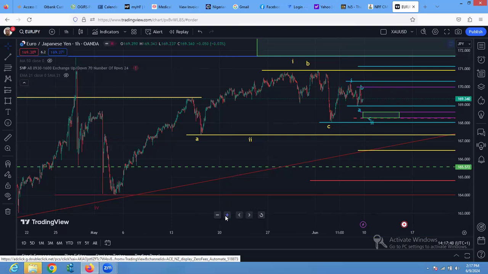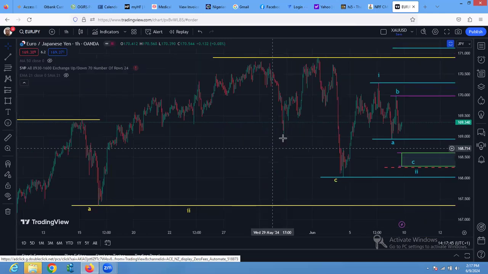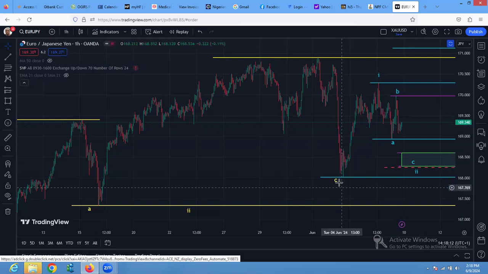Let me try to zoom out again. So it still falls within, yeah, because it has broken up. It has broken up. It still falls within... It may have ended here, really. It may have ended here and will maybe go up.